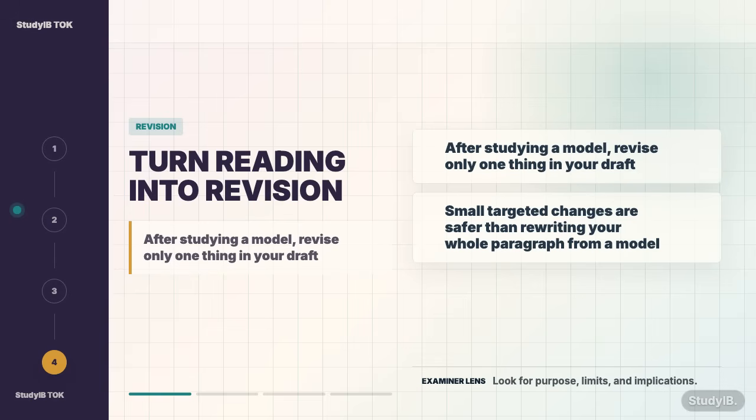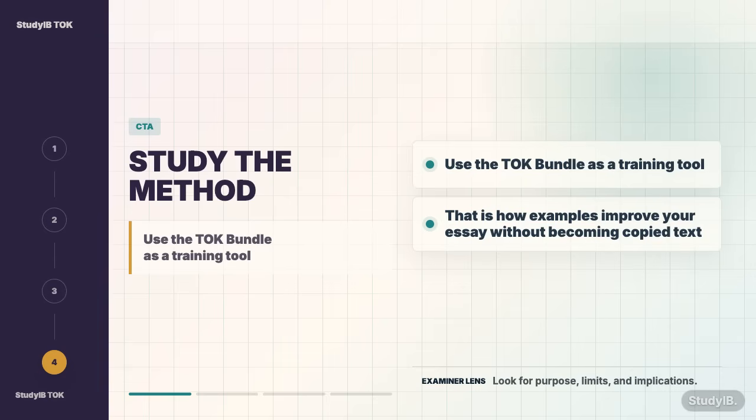After studying a model, revise only one thing in your draft: the claim, the link to evidence, or the implication. Small targeted changes are safer than rewriting your whole paragraph from a model. Use the TOK bundle as a training tool. Read the notes, name the move, then test your own draft against it. That is how examples improve your essay without becoming copy text.